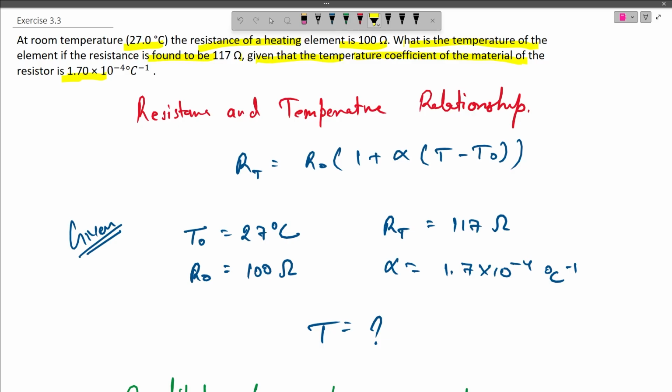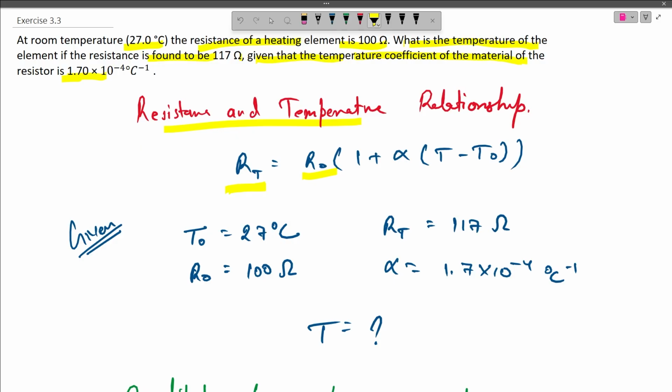Now this question talks about the relationship between resistance and temperature, which is given by: resistance at temperature T, with respect to the reference temperature T naught, is equal to R naught, that is the resistance at the reference temperature, multiplied by 1 plus alpha. Alpha is the thermal coefficient of resistance and it is material specific, multiplied by final temperature minus initial temperature, or the delta T.